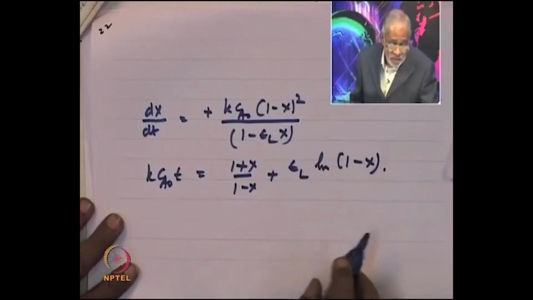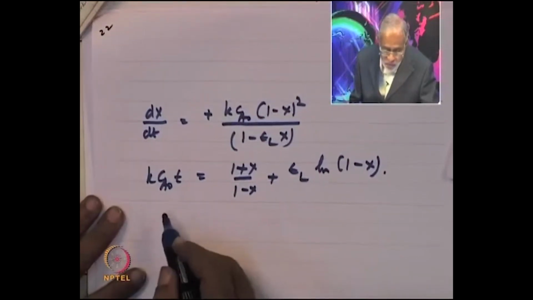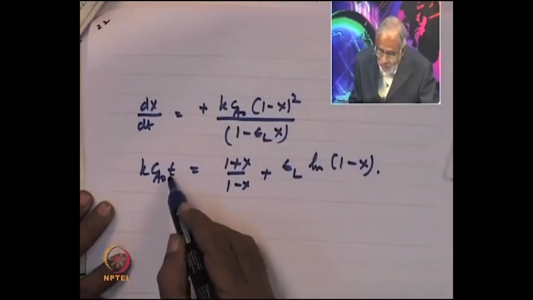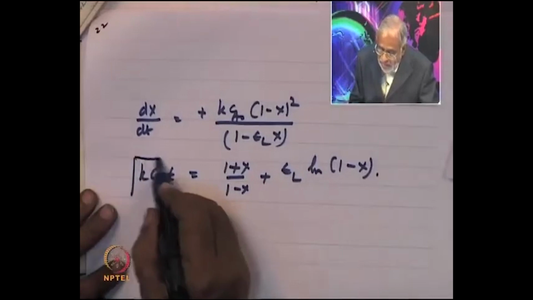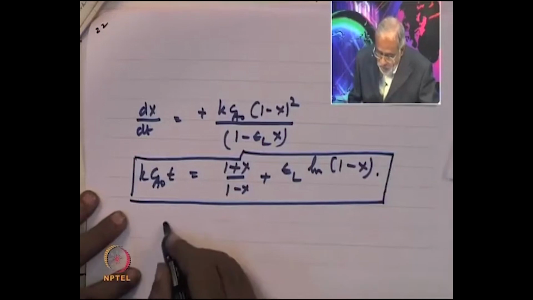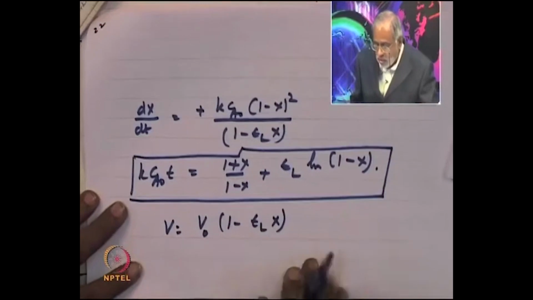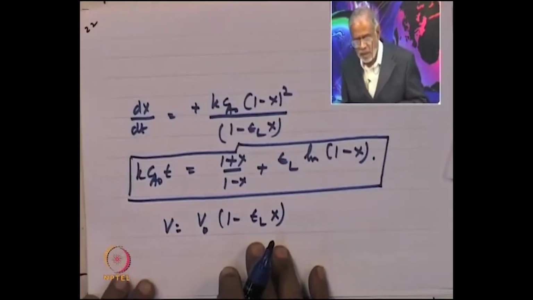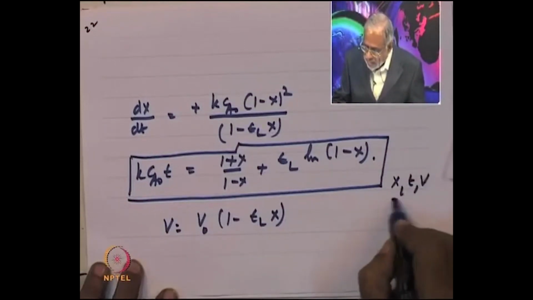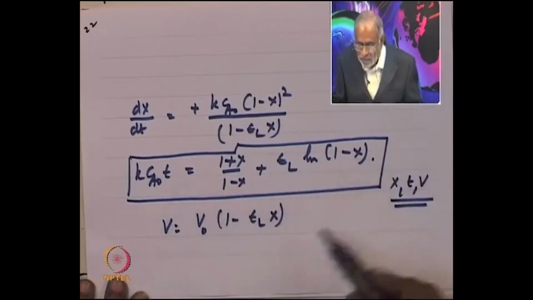Okay. All right. Now, basically what it means is that once you are given the extent to which you want to remove, once x is given, you can find t, or when t is given, x can be found out. Basically, this is the equation which determines what happens to the process, and V equal to V 0 into 1 minus epsilon L times x. So, all the data is given, therefore, you can calculate x, t, and V. There are three things here. If two are given, the third can be found out.